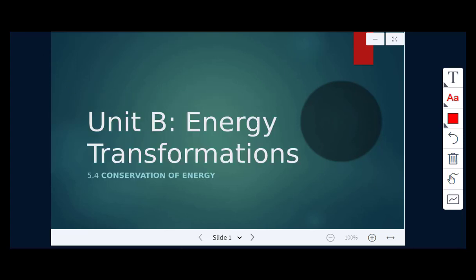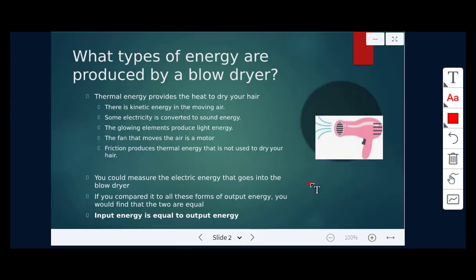All right, so next we are looking at 5.4, which is conservation of energy. So in this example, we're looking at a blow dryer or a hair dryer. What types of energy are produced by a blow dryer? So the thermal energy provides the heat to dry your hair. So there's kinetic energy in the moving air.